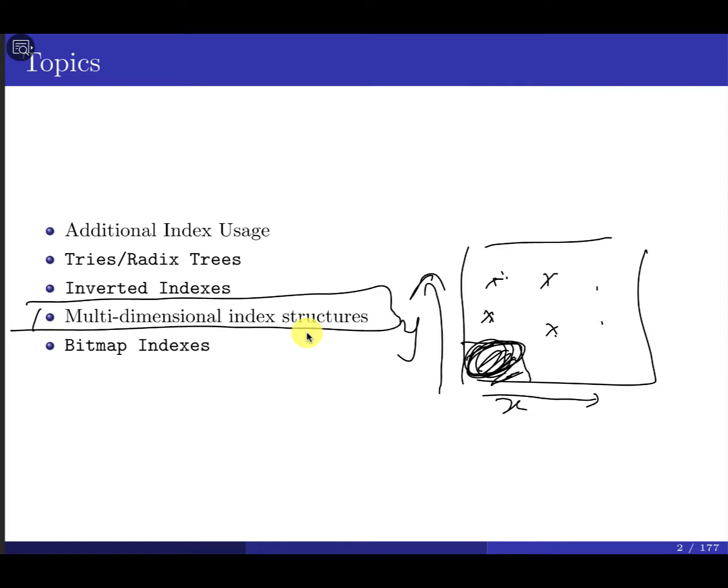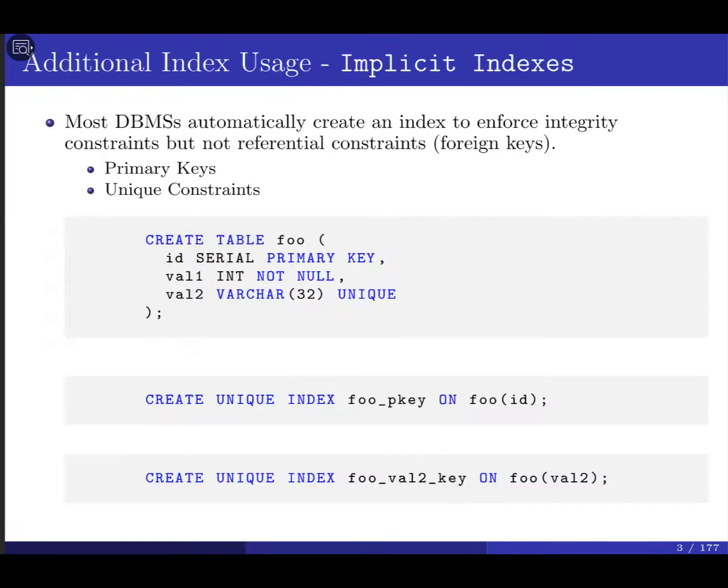Then after that, we're going to take a look at the bitmap index, which is interesting. We're going to see how we can use this one. So the simple thing here, I'm going to show you what we mean by the implicit index.